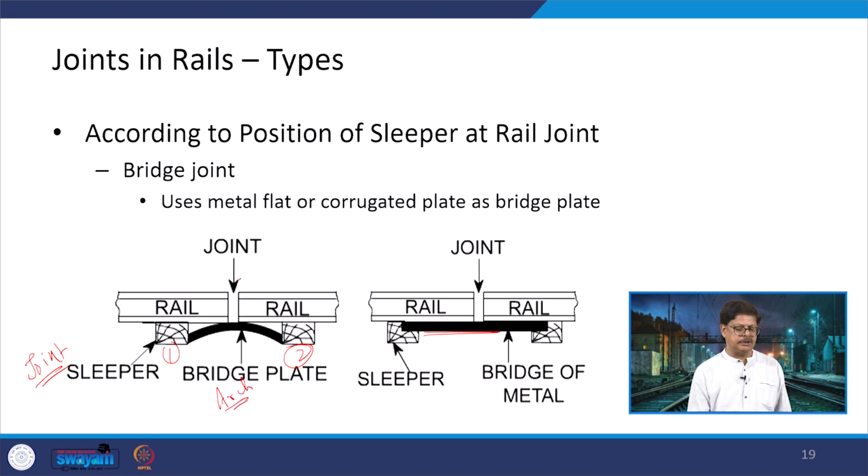So, whatever load comes at this point because of the interaction of the wheel with the end of the rail, that load will get transferred to the sleeper here, or in this particular case it is being transferred using this particular bearing area. So, this is usually used at those locations where there is an issue again and again with the rail ends, their battering or hogging or the dipping of the rail end. In those cases we can strengthen it by the use of these metal flats or the corrugated plates as a bridge plate.